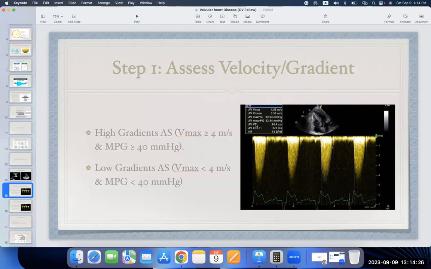then you will have a significant underestimation of the velocity of the aortic valve. Once you assess the velocity and the gradient, you will have either high gradient aortic stenosis, with velocity of 4 meters per second or more, or a mean pressure gradient more than 40, or low gradient aortic stenosis, which we define as velocity less than 4 and mean pressure gradient less than 40. If the patient has a high gradient, you can say this is most likely a severe aortic stenosis.